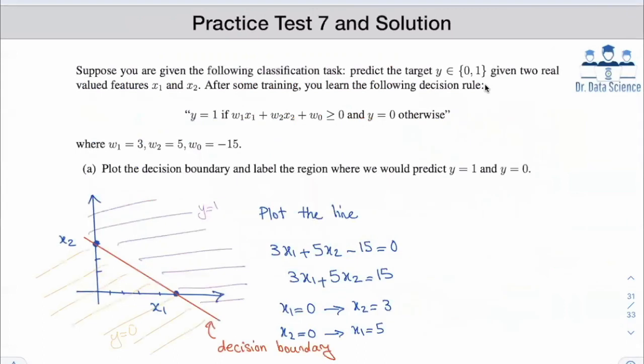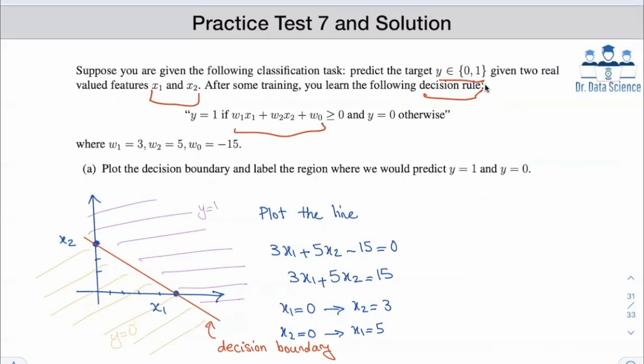Let's look at another practice test here. Again, let's say we have class labels or target labels that are 0 and 1. Again, this doesn't really matter. It can be negative 1 and 1. It doesn't change anything about the hypothesis. In this case, we have two features, x1 and x2. And this is the decision rule that we find using logistic regression. Again, we assume that we have solved the optimization problem, and the class label is 1 if we have this condition, right? And let's say here we have this W1, W2, W0.